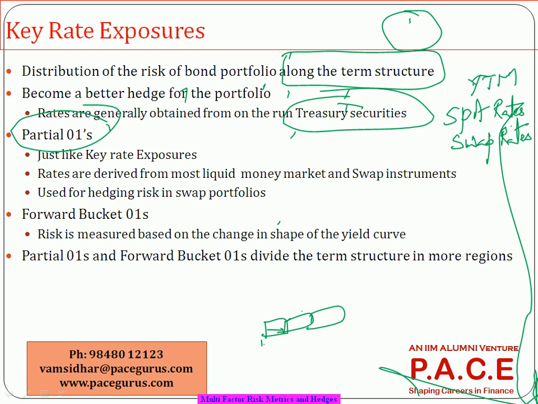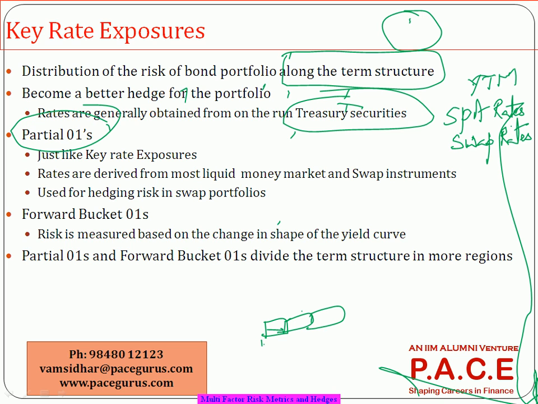See, if I am deriving the rates based on the treasury securities, I am calling them spot rates. Based on the swap transactions, if I am deriving the rates, I am calling them swap rates. And based on the riskiness that could be associated between the parties, the swap rates could differ. So when I am taking each year's interest rate based on the swap rates, we are calling it partial 01. When I am doing the same thing with respect to the treasury rates, we are calling it key rate 01 kind of exposure.